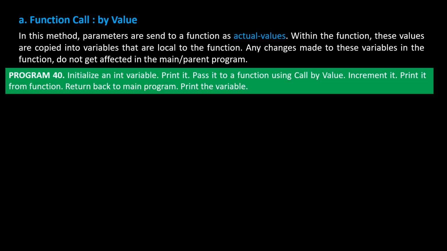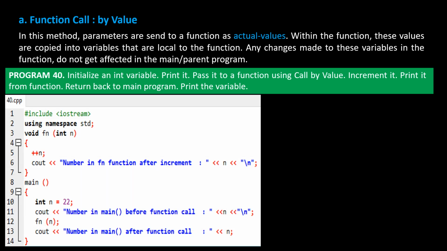Program 40. Initialize an int variable. Print it. Pass it to a function using call by value. Increment it. Print it from function. Return back to main program. Print the variable. This is the program code. And here is the function definition. The function is named fn.